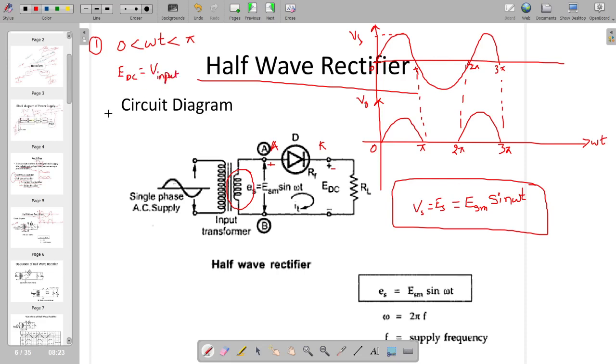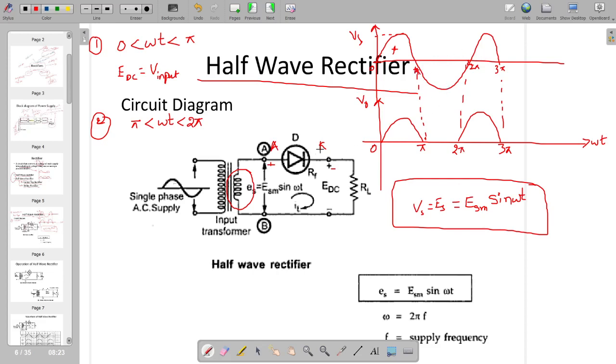In the second case, we can clearly see the first case: whatever voltage is applied in the first half cycle is applied at the output. In the second case, I'm considering pi less than omega t less than 2 pi, the cycle between pi and 2 pi. This is the negative half cycle.